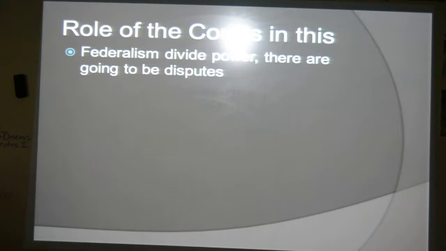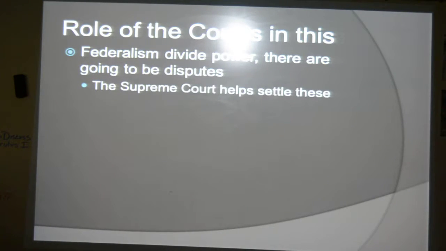Now, federalism divides power. There should be an S there. I get that. There are going to be disputes. And I'm looking, I've got 9 minutes left to get through all of this. The Supreme Court gets involved in this. Remember, under the Articles, there was no Supreme Court to settle disputes. Congress did.